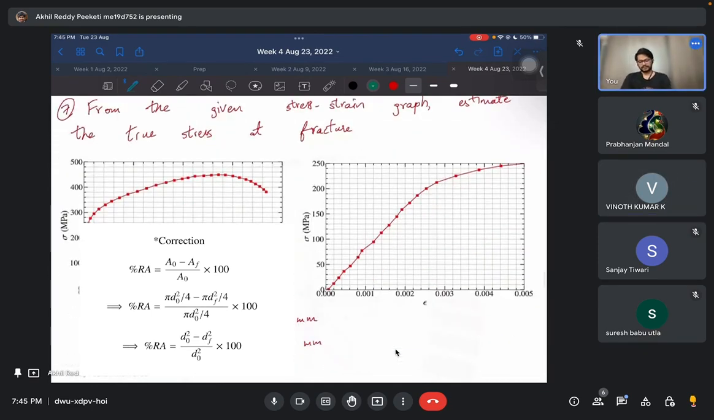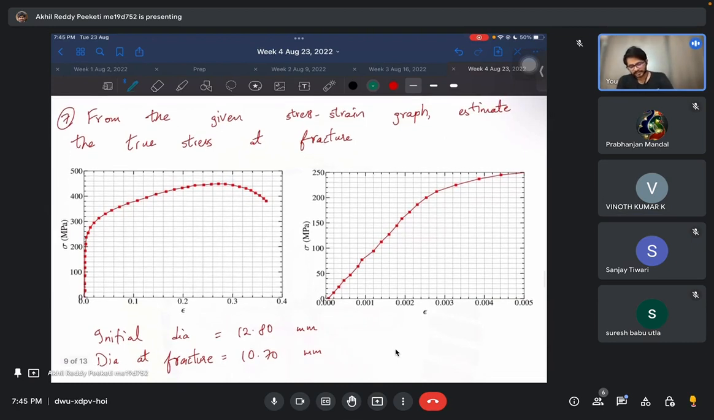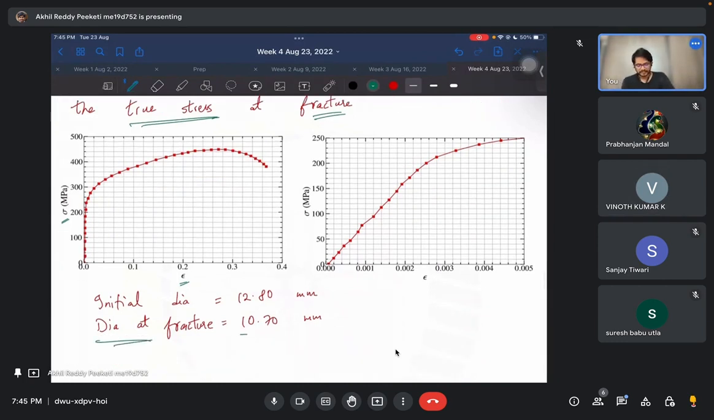Okay, so next, let's move on to the next question. What is the true stress at fracture? Because this is engineering stress and engineering strain, we are asked to estimate the true stress at fracture. And we were given the diameter at fracture. So can anyone tell me how to get this?